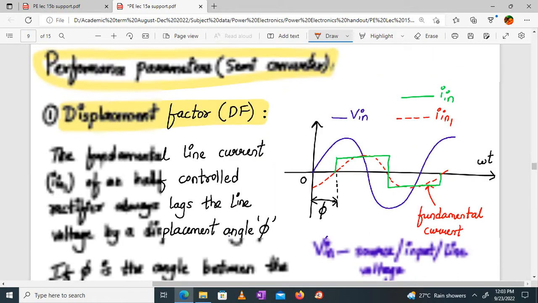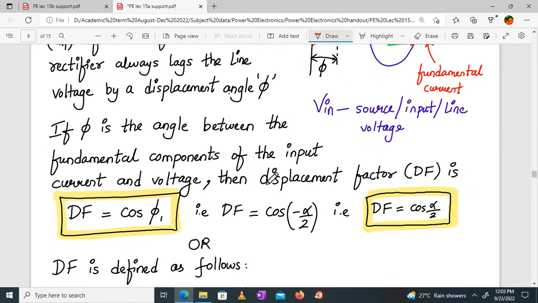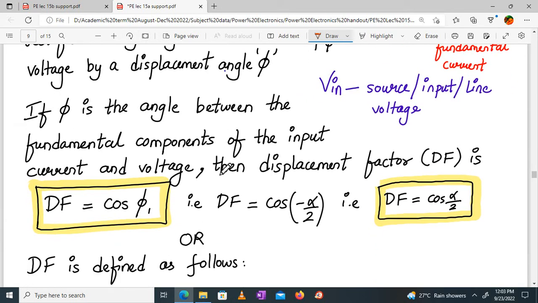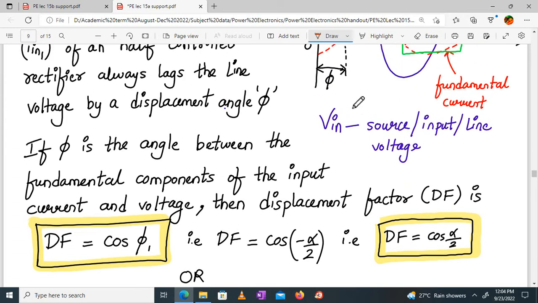So write down. They can ask, what is displacement factor? Explain. So displacement factor is, if phi is the angle between the fundamental component of the input current and voltage, then displacement factor DF is cos of phi 1. Actually, phi 1 should be written.